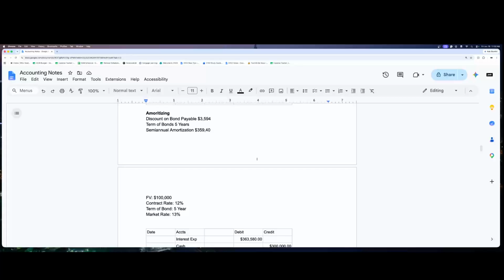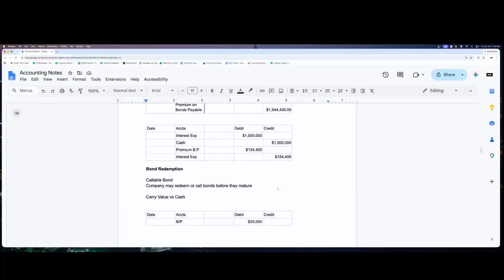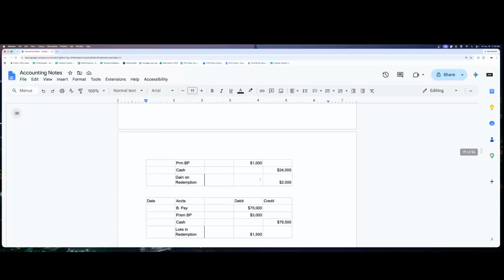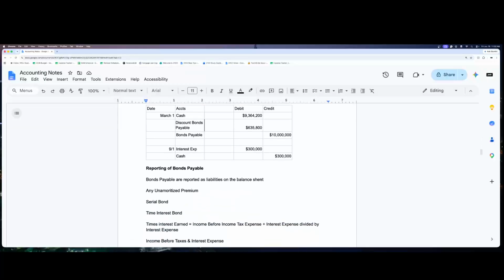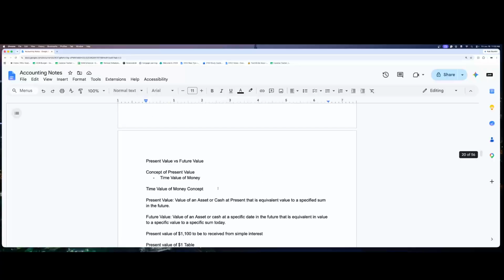Amortization of these bonds. Bond redemption, if this bond is callable, as in this company is going to redeem this bond before the bond matures. Okay, reporting bonds payable, how to report this as a liability on the balance sheet.